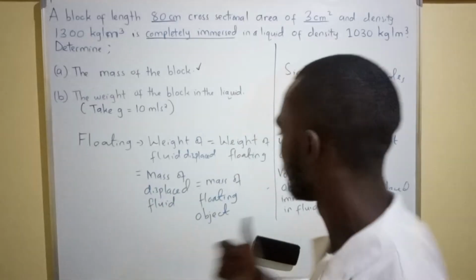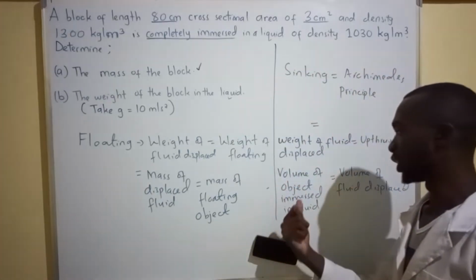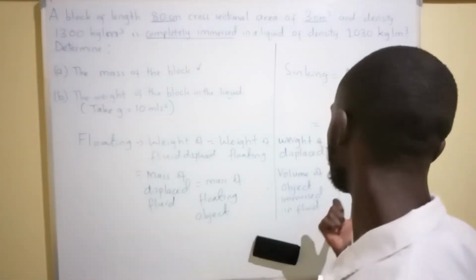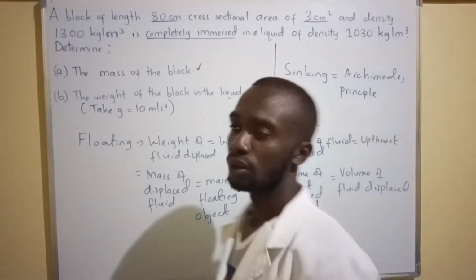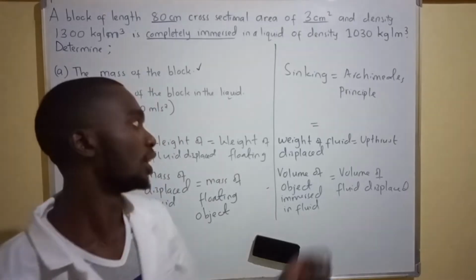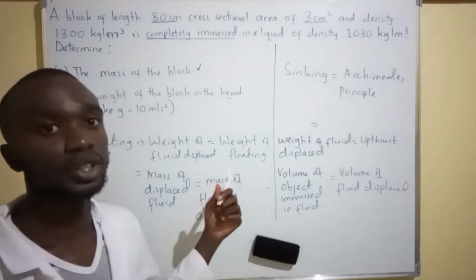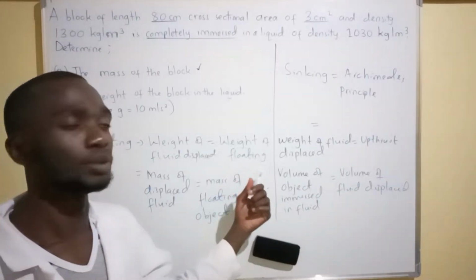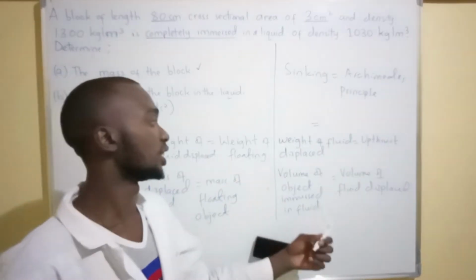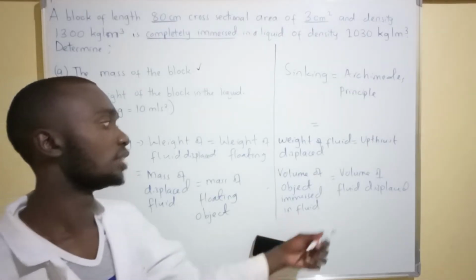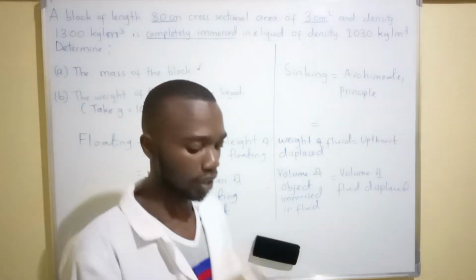While in sinking, the volume of the object immersed in a fluid, partially or fully immersed, is equal to the volume of fluid displaced. So in floating, the weight of the fluid displaced is equal to the weight of the floating object, while in sinking, the volume of the object immersed is the same as the volume of the displaced fluid.